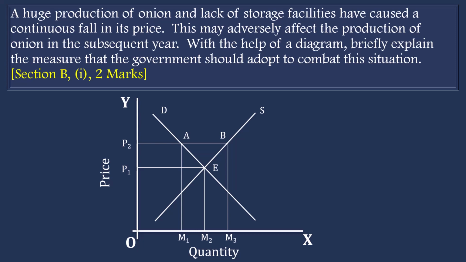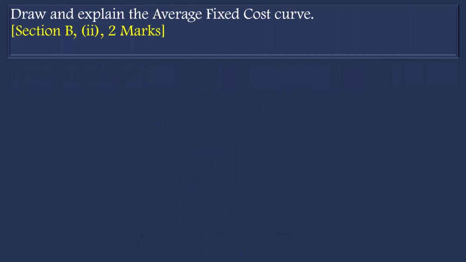Government fixes P2 price. At this price, the farmers produce M3 units of onion, but traders are willing to buy M1 units. There arises an excess demand condition to the extent of AB. The government must come forward to buy this surplus and protect the interest of the farmers. Fourth question. Draw and explain the average fixed cost curve.